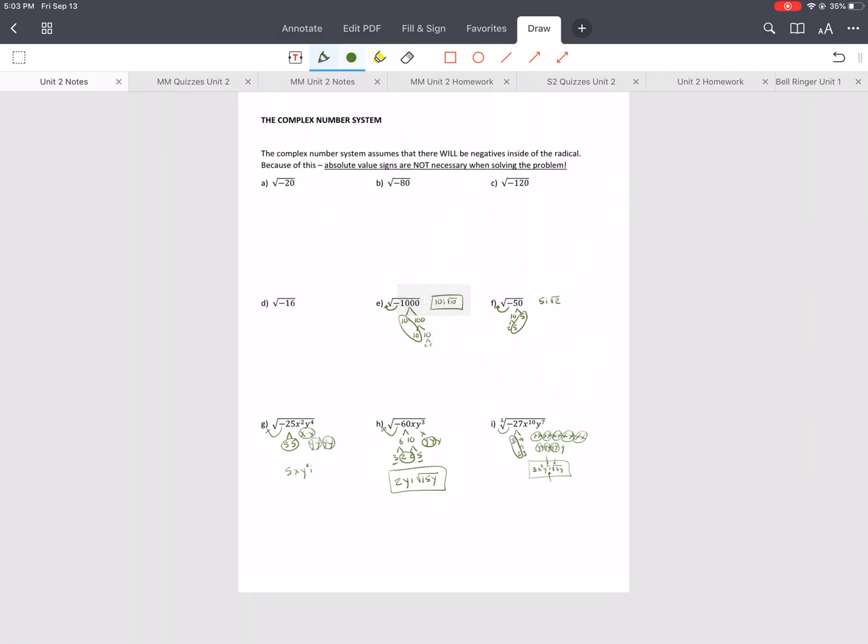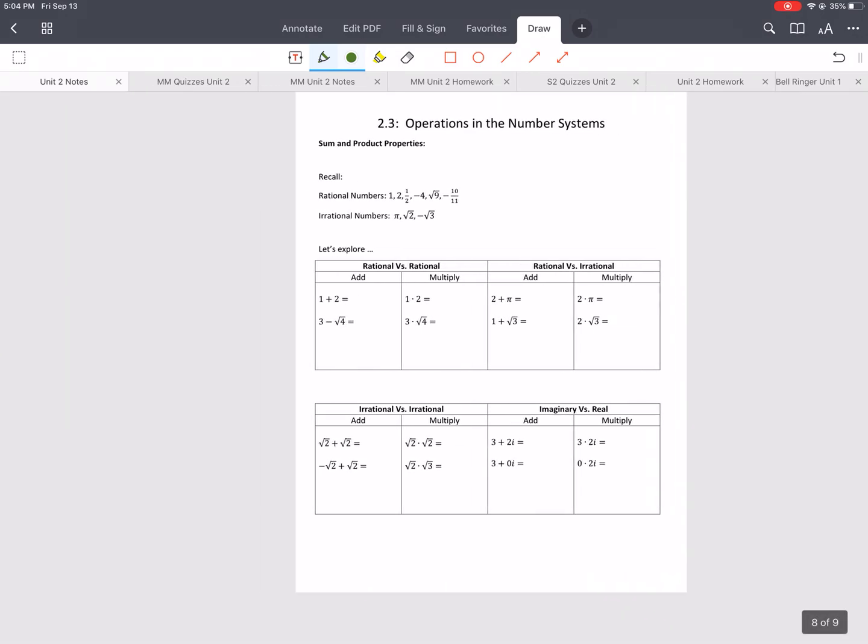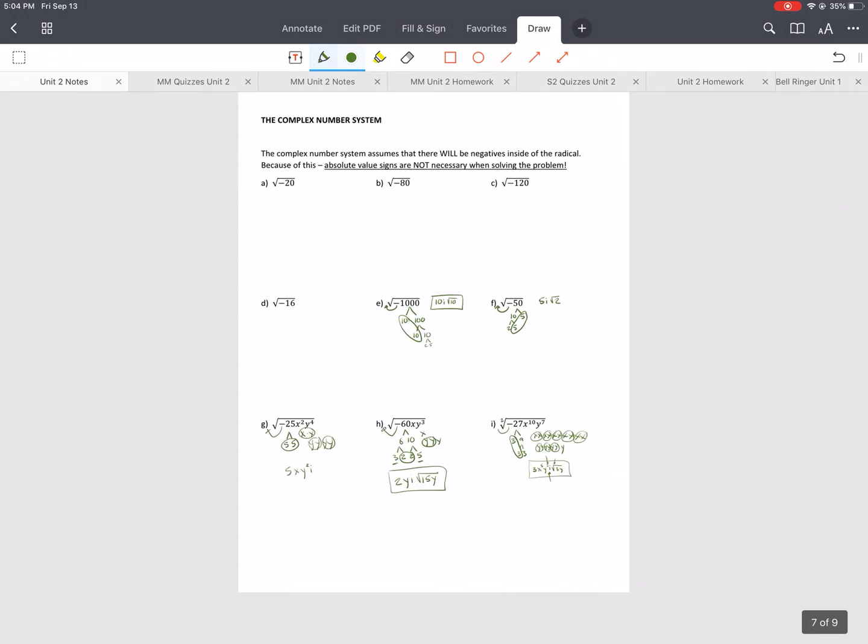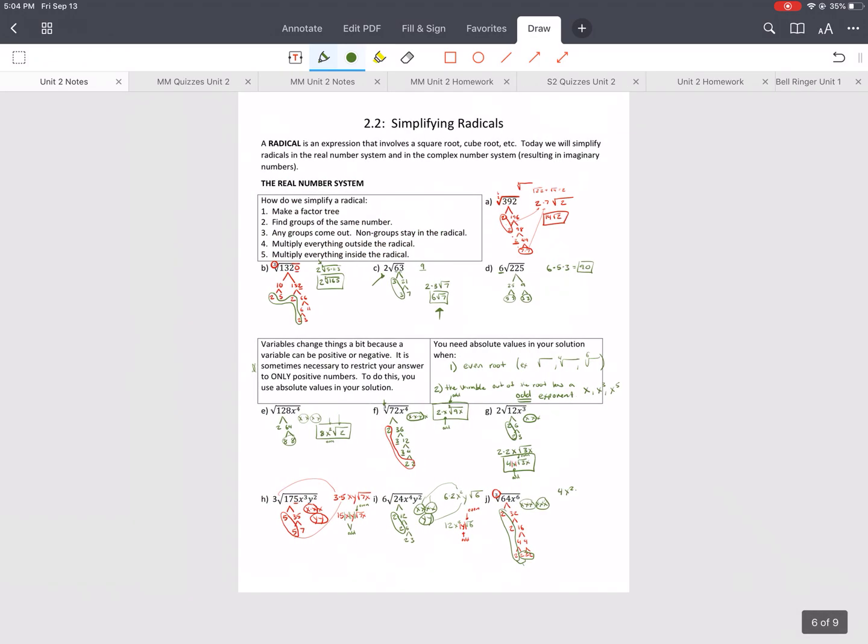Okay, well, I think that was it. Next time we'll be doing operations. If you have any questions, let me know. Hopefully this will be a good review from what you learned before. I think the only difference is the absolute value, and you only do that when it's an even root and an odd exponent.